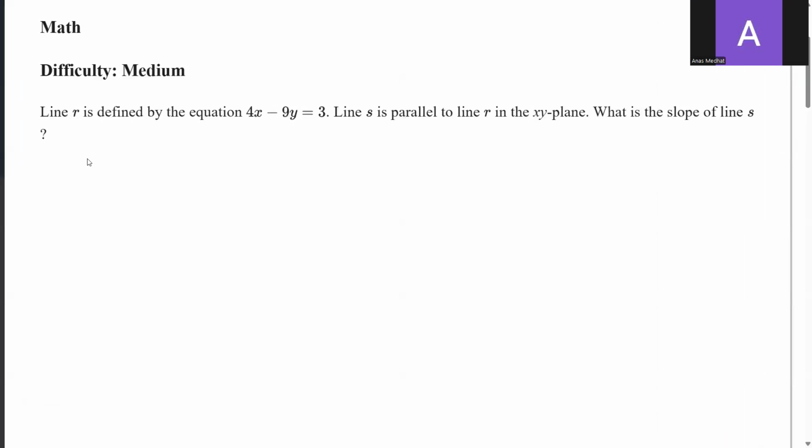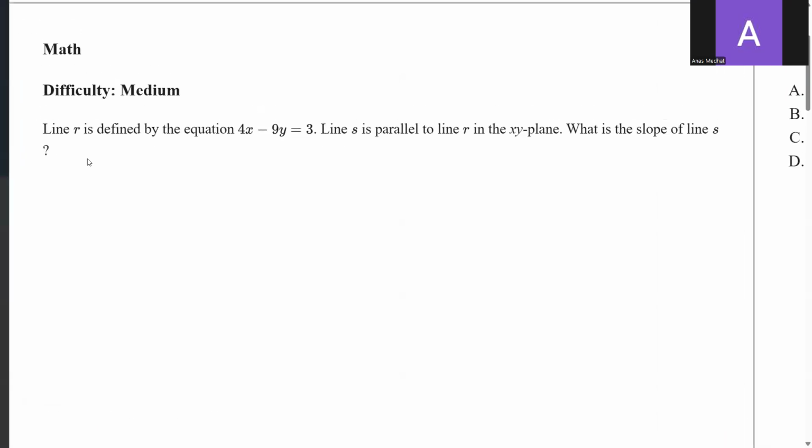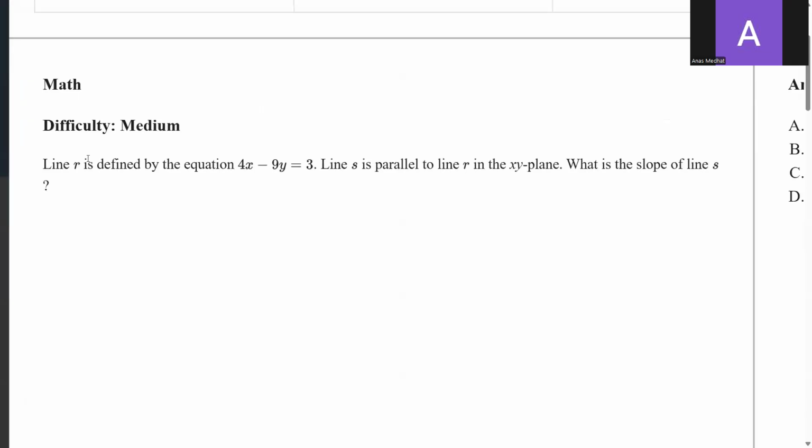Line R is defined by the equation. Line S is parallel to line R. What is the slope of line S? If two lines are parallel, this means they have the same slope. So let's find the slope of line R. It will be the same slope as line S.